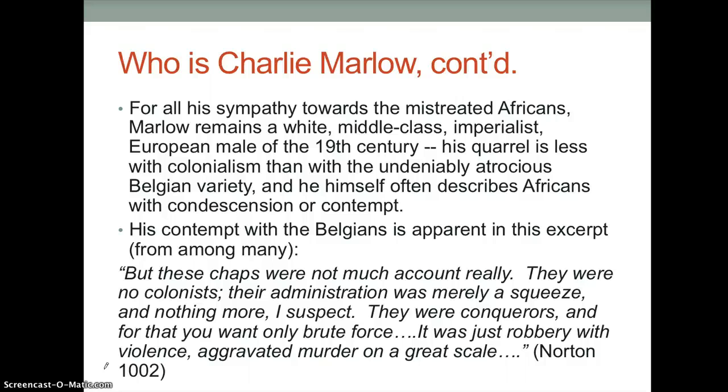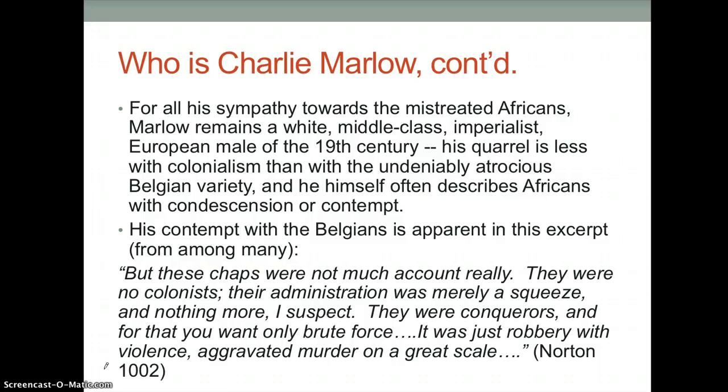What we do know about Marlowe doesn't help us understand him too much. We know that he's a white middle-class imperialist male of the 19th century. That is, he's got all the baggage of the Victorian era. In fact, his quarrel is less with colonialism in general than with the atrocious Belgian variety. And in fact, he's often condescending towards the Africans in this tale.